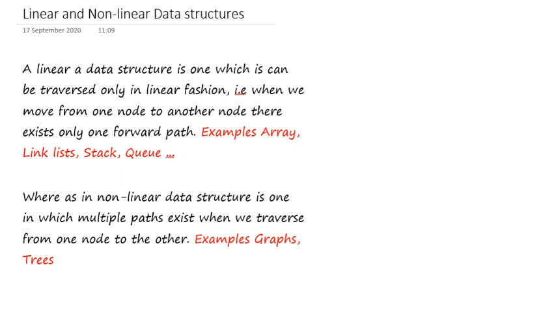A linear data structure is one which can be traversed only in a linear fashion, so you will be moving in one forward path. For instance, say this is a node, this is the data. From here you can move to only one next node. This is how there exists a single path. You can move either forward or backward. When you are moving forward, there is no conflict. You move to the next node only. There are no two or more possible ways. This is one example, a linked list.